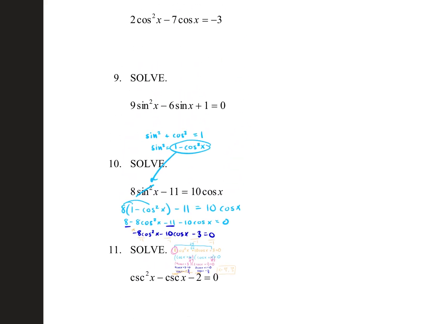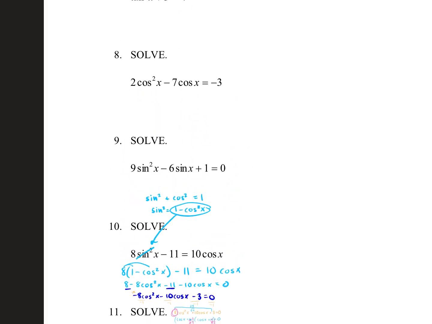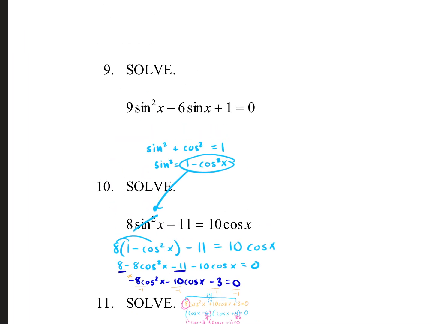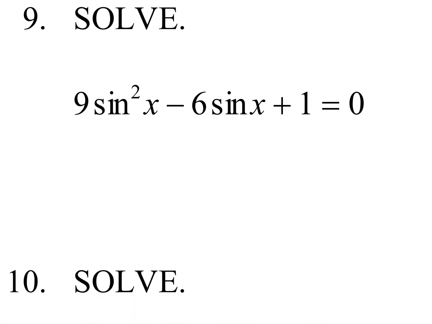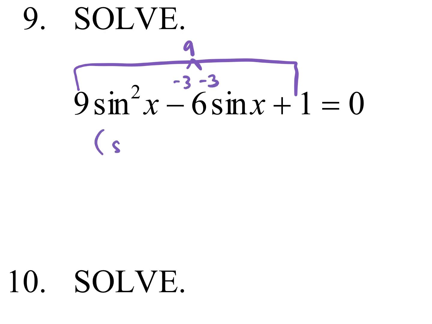So we're going to skip that one and let's do 9. So 9, we have the same trig function, so we can go ahead and factor. How would I factor this? Multiply the first times the last. So we need our two factors of 9 that add to -6. -3 and -3. So I would have sine -3 and sine -3.